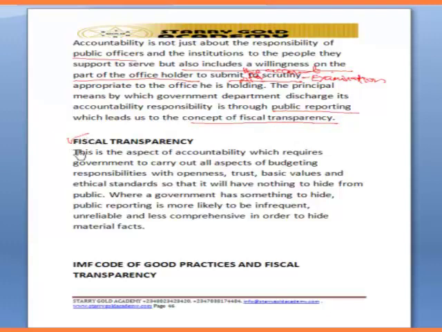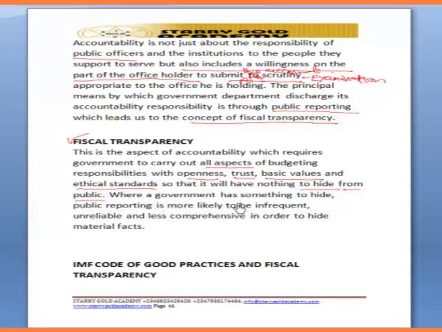Let's quickly look at the concept of fiscal transparency. What does this mean? This is the aspect of accountability which requires government to carry out all aspects of budgeting responsibility with openness, with trust, with basic values and ethical standards, so that it will have nothing to hide from the public.